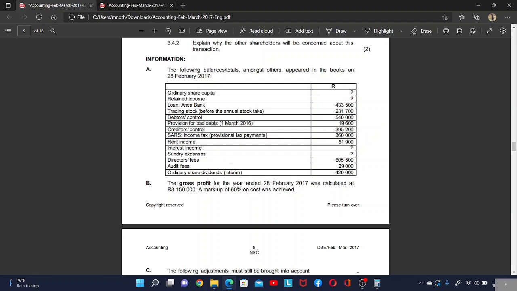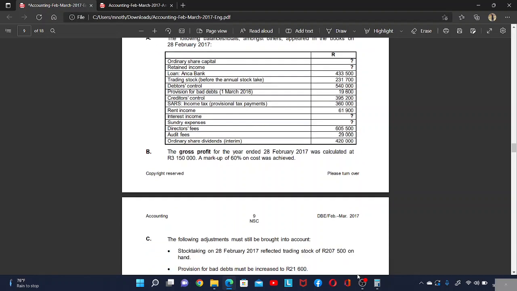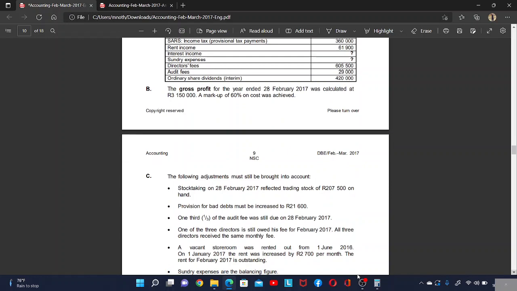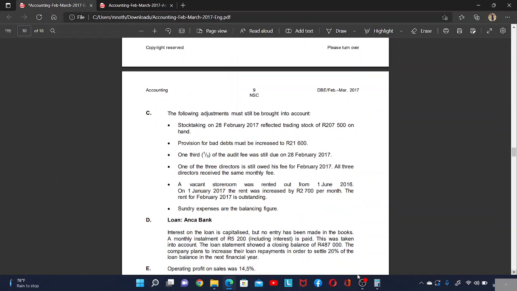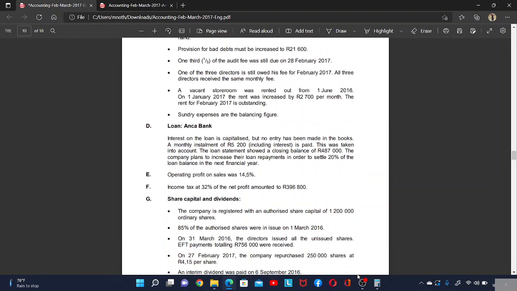And then the gross profit for the year ended was calculated at 3,150,000. Okay, we want the one that is affecting the ordinary share capital and the retained income. So let's go to information G.